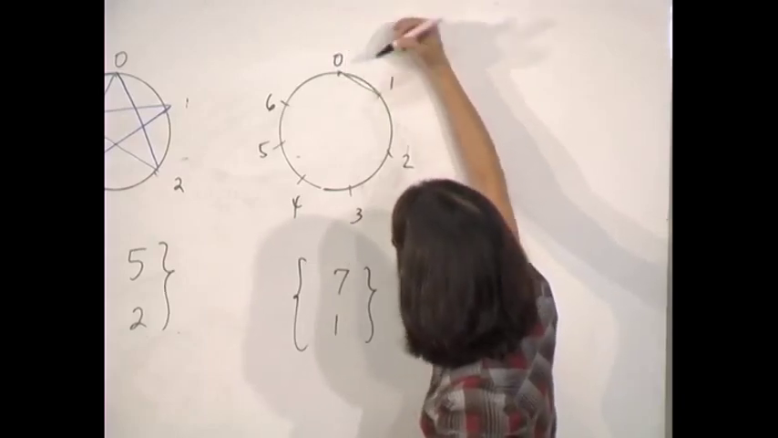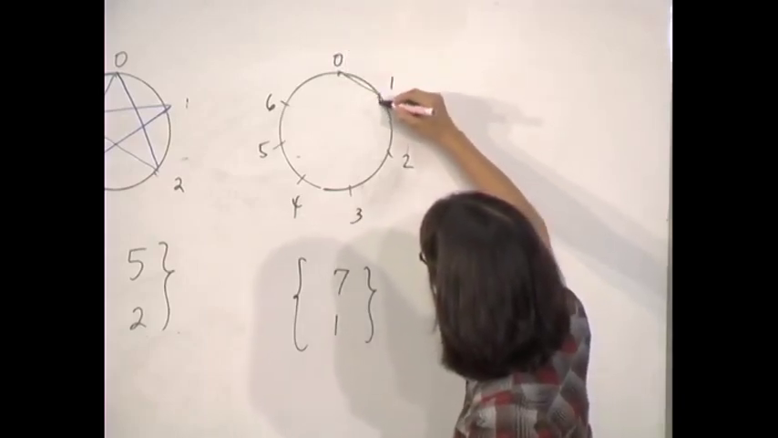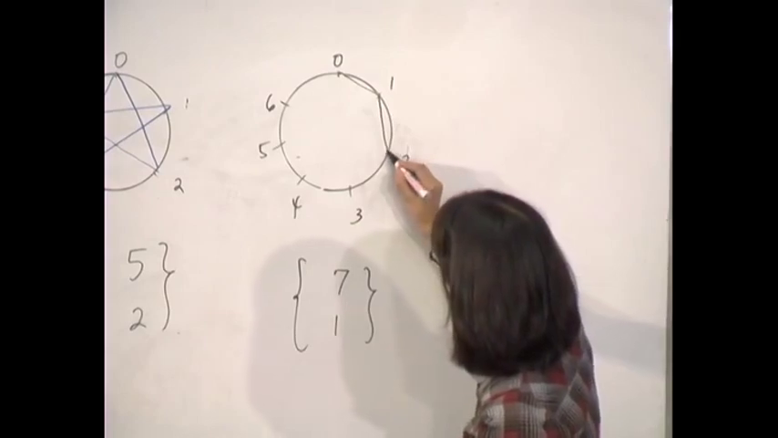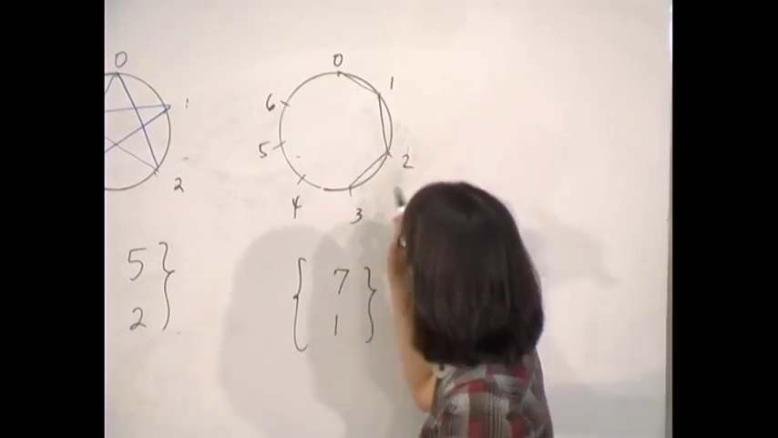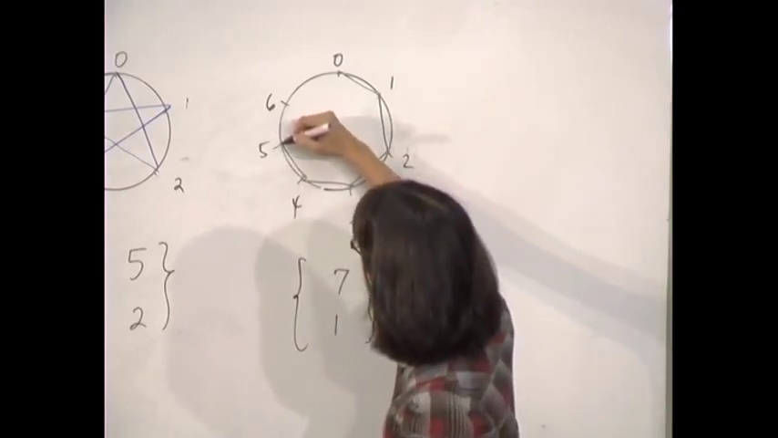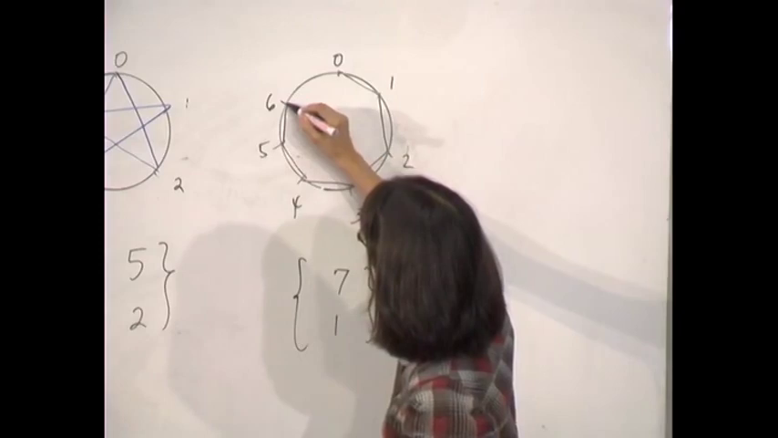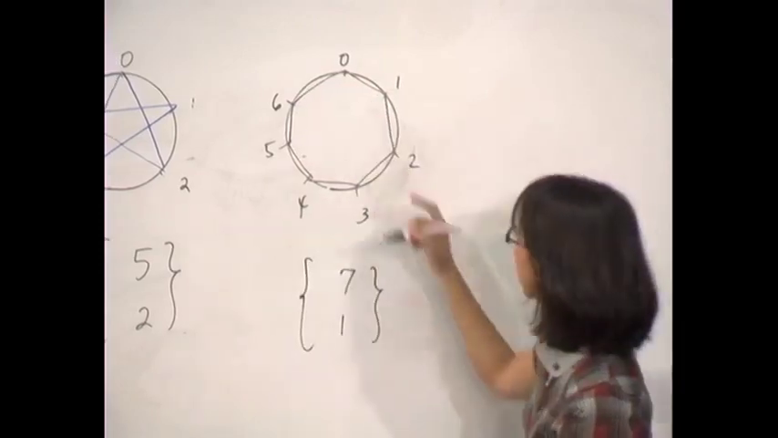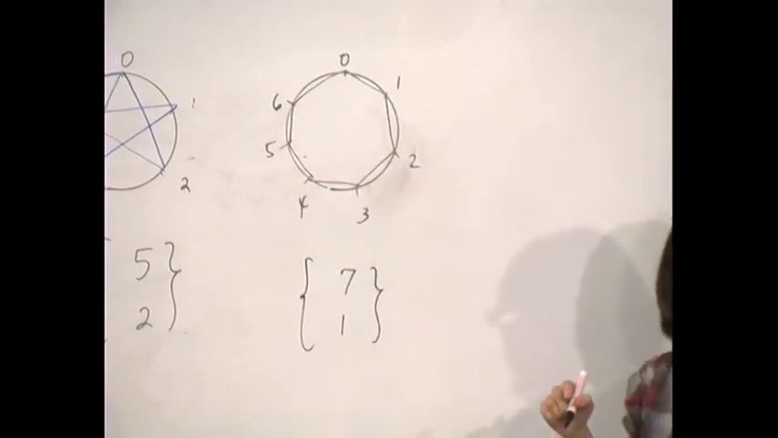So if I start from 0, what is 0 plus 1? Okay. What is 1 plus 1? What is 2 plus 1? Sorry. What's 3 plus 1? 4. 4 plus 1? 5. 5 plus 1? 6. And 6 plus 1? 0. Okay. That will be the graph for 7, 1.